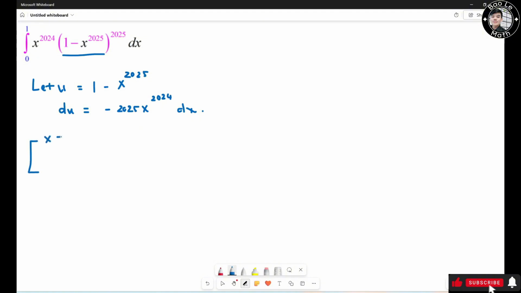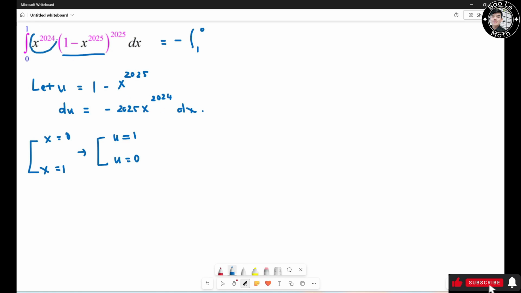Now we're going to change the lower limit and upper limit. So when s equals 0 and s equals 1, u becomes, s equals 0, substitute over here, it's going to be 0, so 1 subtract 0 equals 1, right? So u equals 1. S equals 1, substitute over here, it's going to be 1. So 1 subtract 1 equals 0, right? So u equals 0, right? So you have this guy becomes the integral from 1 to 0. Don't forget the negative sign right here because du equals this one right here.